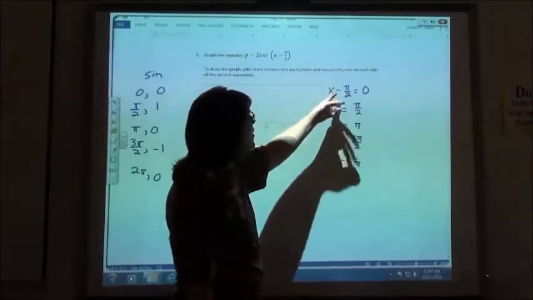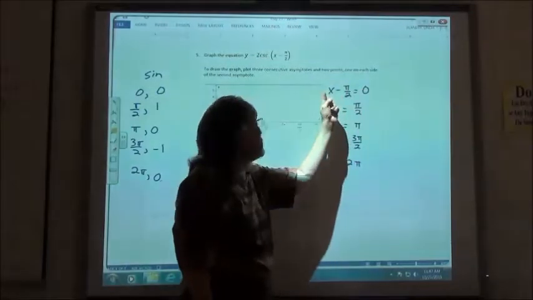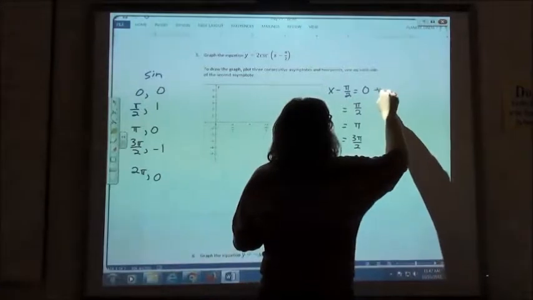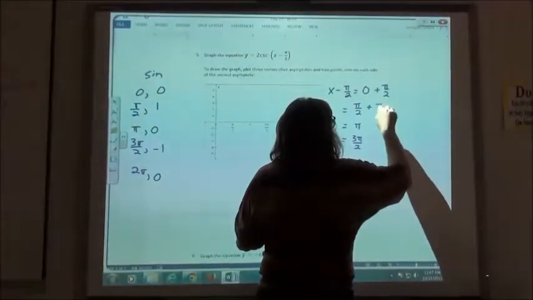On this one, to solve it, all we're going to do is add our pi over 2. Since we don't have a coefficient in front of our x, makes it a little shorter. So add my pi over 2 on each of these.